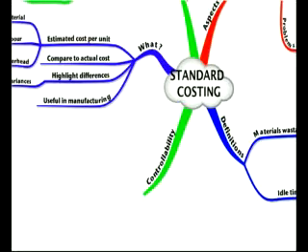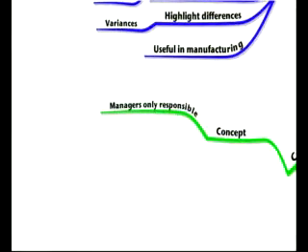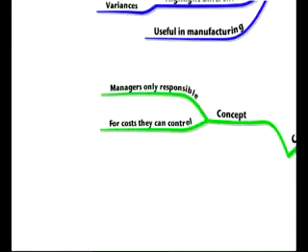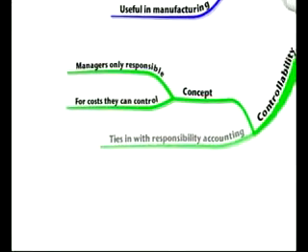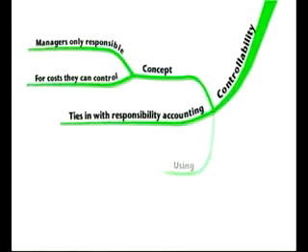Controllability is a very important aspect. We touched on it when we looked at budgeting, but it's very important for variance analysis. The concept is that managers should only be responsible for costs that they can control. There's no point in putting managers in charge of costs that they have no control over. They'll lose motivation and they can't then deal with the budget properly. It ties in with responsibility accounting that we talked about.